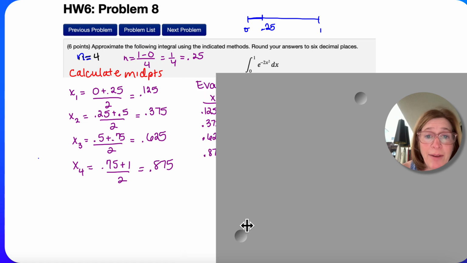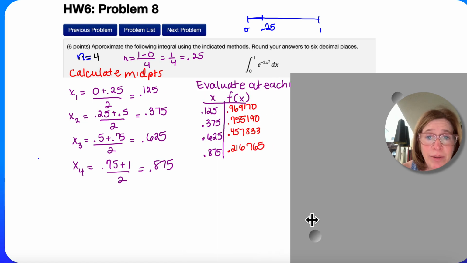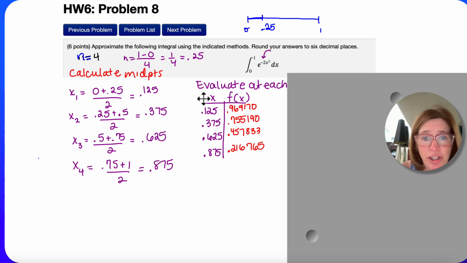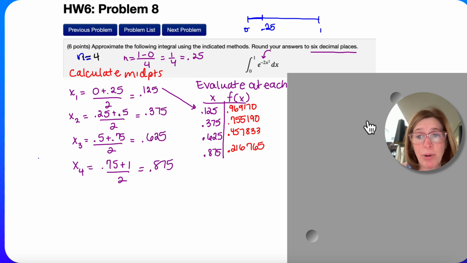Okay, so then you have to evaluate the function. Remember, the function is this part right here. You have to evaluate the function at each of those x values. So you would plug them in, get your calculator, and it says round to 6 decimal places, so you're going to want to do that. Once you do, these are the outputs you'll get: 0.969170, 0.755190, 0.457833, and 0.216765. Check my work there. I did that pretty quickly.